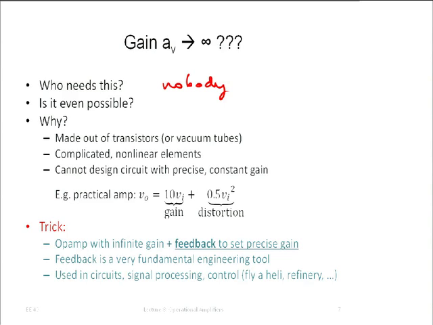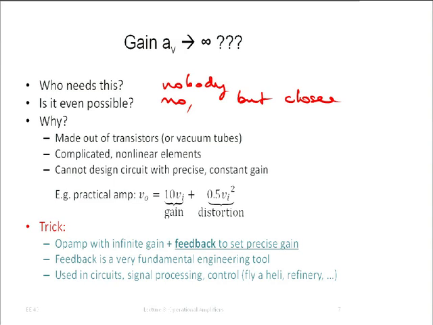Okay? So then let's try to get a little bit further on this puzzle. So if nobody needs it and it's not quite possible anyway, then why do we waste our time talking about this? Well, operational amplifiers are made out of transistors, or you could also make one out of vacuum tubes, but forget about that one. Okay, they're made out of transistors. Now, transistors are complicated nonlinear elements and so on. We're going to talk a little bit about transistors, but not very much in depth. You're really going to talk much more about those if you take EE105 or EE130.